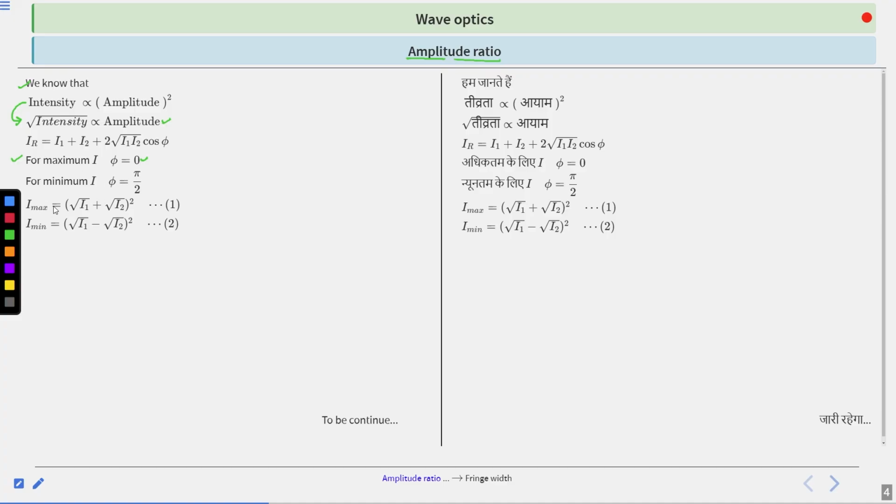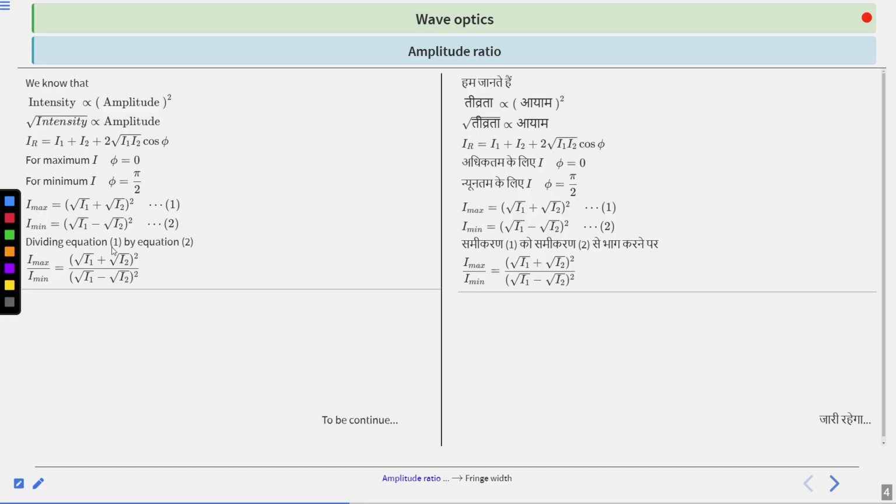So I max, when you put the given values in the above equation, becomes equal to root I1 plus root I2, whole square, and let this be equation 1. Similarly, I minimum, the minimum intensity, is equal to root I1 minus root I2, whole square, and let this be equation 2. So we have two equations, equation 1 and equation 2.